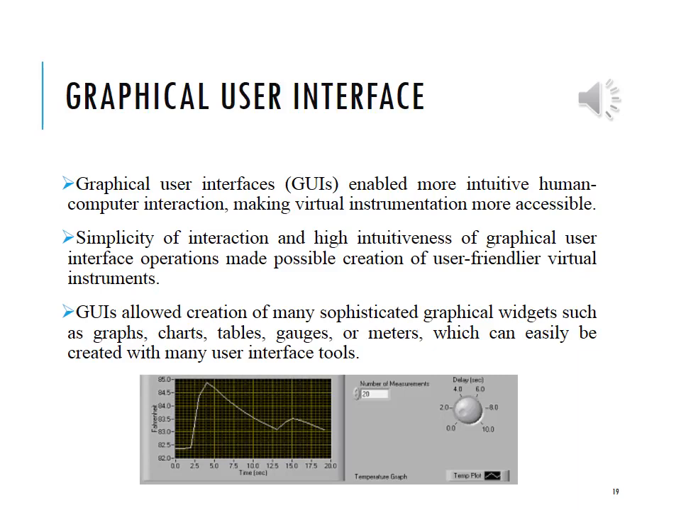Next is the graphical user interface. Graphical user interfaces, otherwise known as GUIs, made the human-computer interaction easier, thereby making the virtual instrumentation more accessible. And because of the simplicity of interaction between the human and the computer, it made possible the creation of user-friendly virtual instruments. GUIs allowed the creation of many sophisticated graphical widgets such as graphs, charts, tables, gauges, meters, etc., which can easily be created with many user interface tools. An example of a graph created using VI is as shown below.